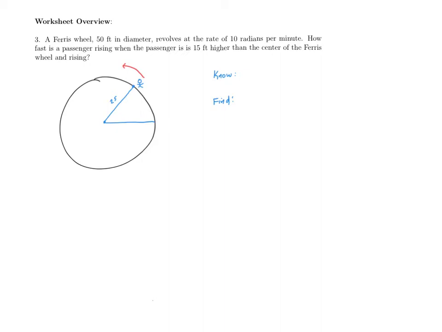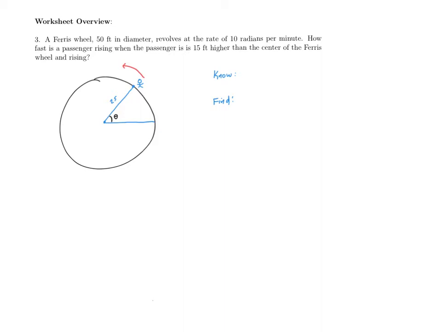Let's add in a few more key details. We're told that the individual revolves around at a rate of 10 radians per minute. So that's indicating that the angle theta, formed as we see in the picture, is going to be increasing at a rate of 10 radians per minute.